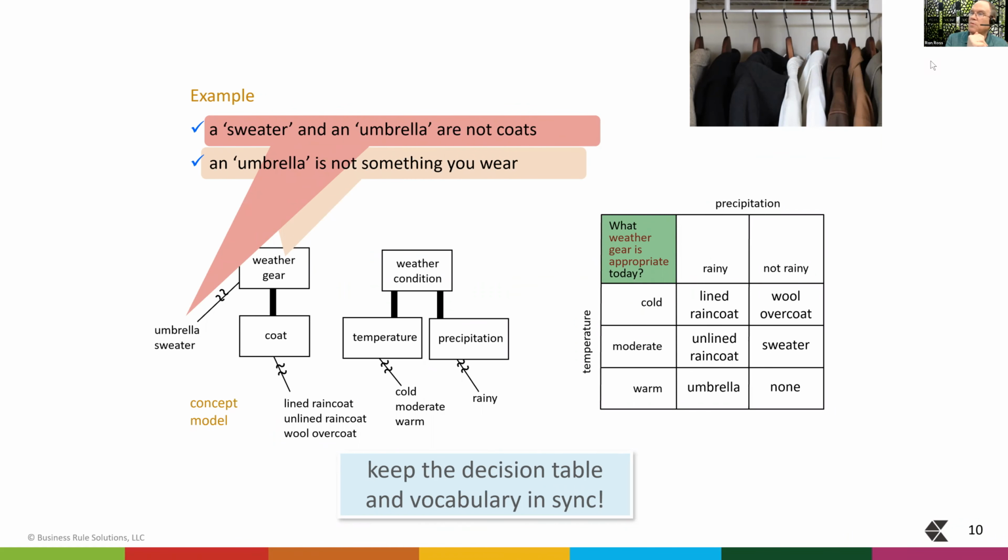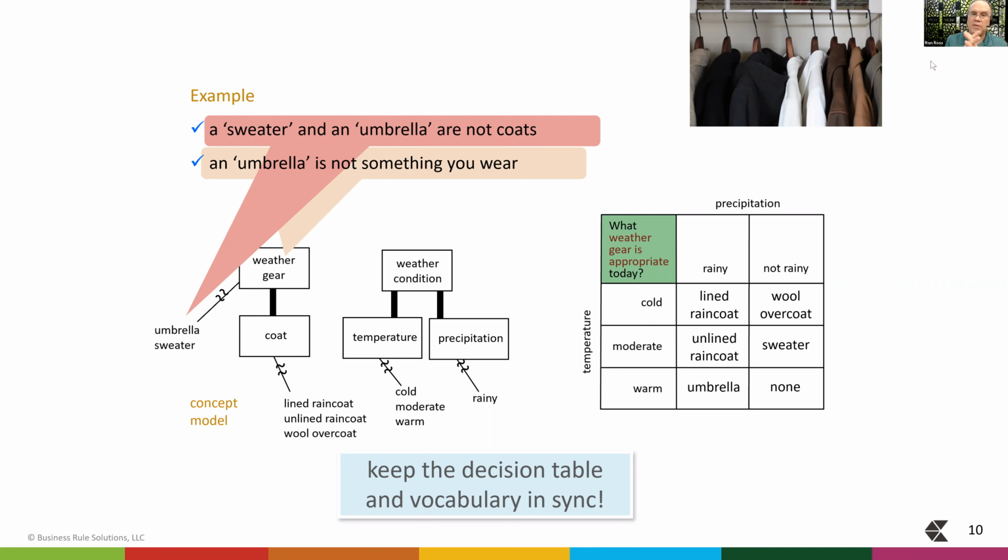Okay, so we keep our concept model, our vocabulary, in line with that too. We indicate that umbrellas and sweaters are instances of weather gear. They're not instances of coat, and so on. We keep things in sync. So the insight here, and this is a trivial example, and I couldn't give you a full concept model, full vocabulary to motivate the example.